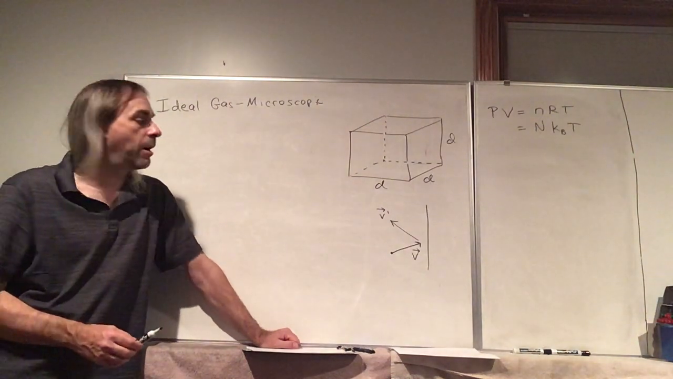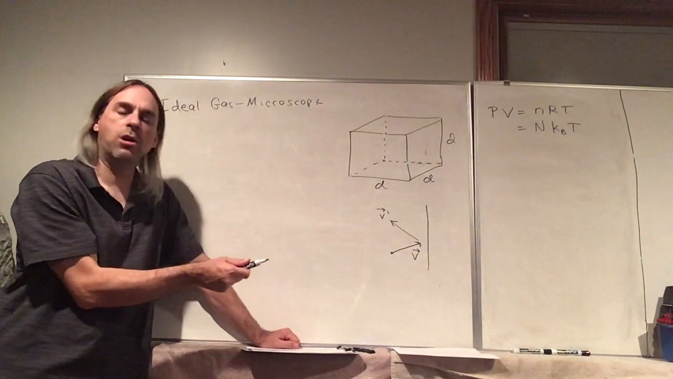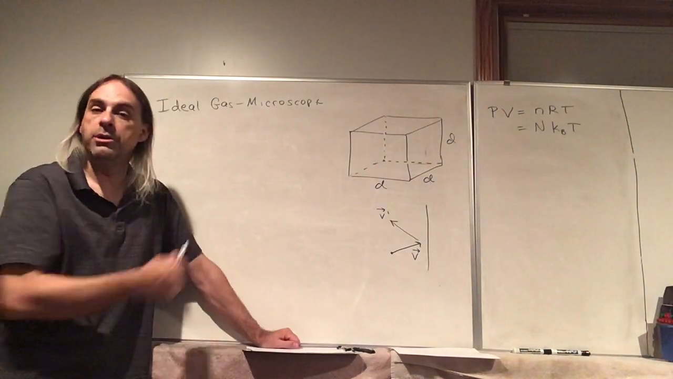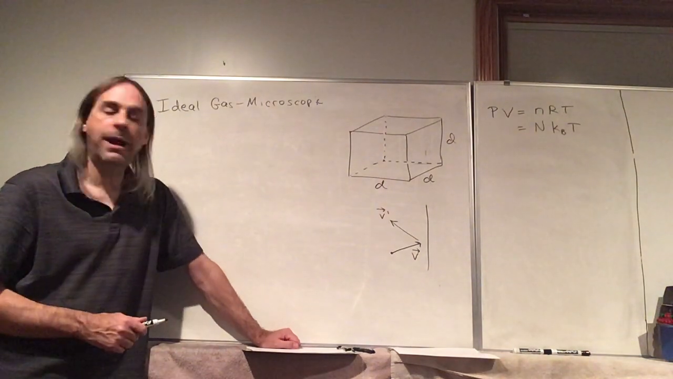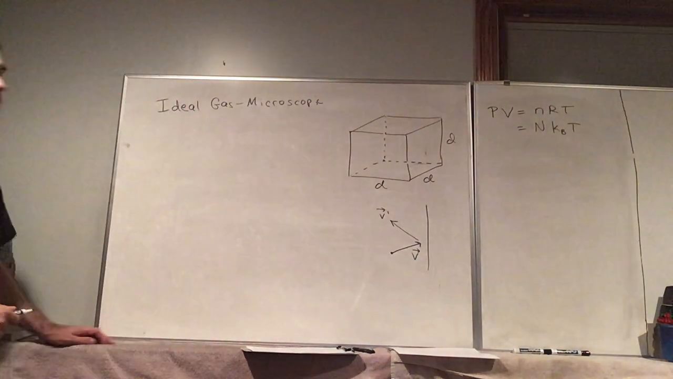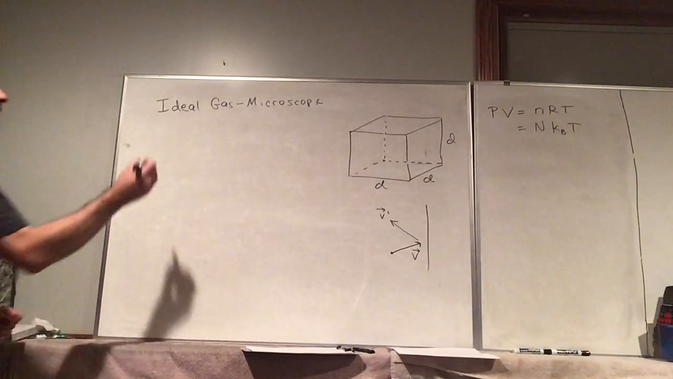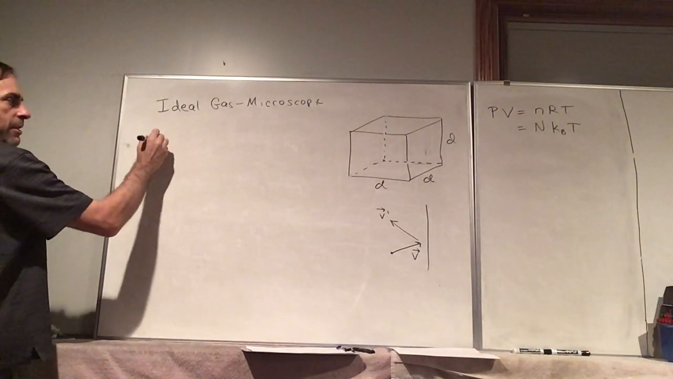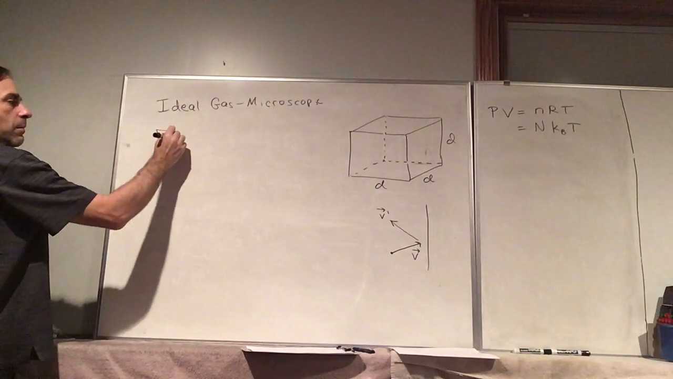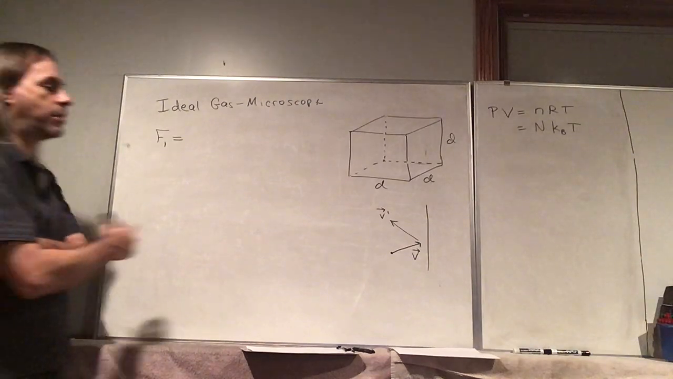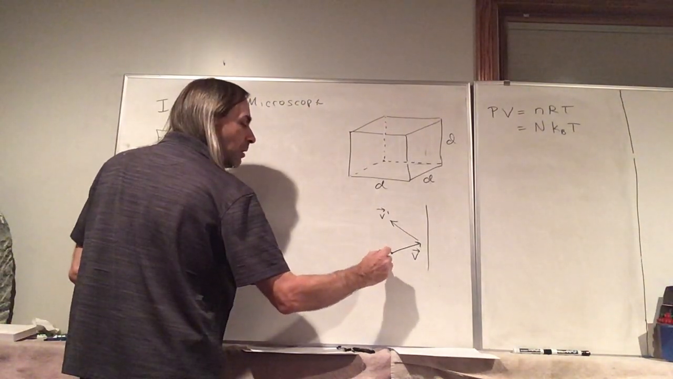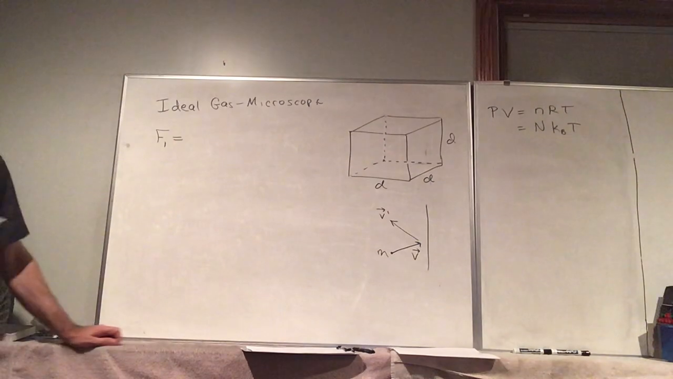So there's a collision here. The particle is going to exert a force on the wall, and the wall is going to exert a force on the particle, and those forces are going to be equal in magnitude by Newton's third law. So let's just look at the magnitude of the force as the result of a single collision. So let's say F1 is the force on the wall due to the collision with a single molecule that has a mass m, and it moves with a velocity v.